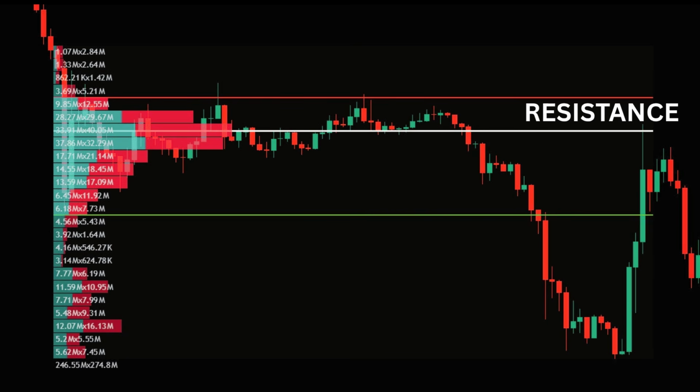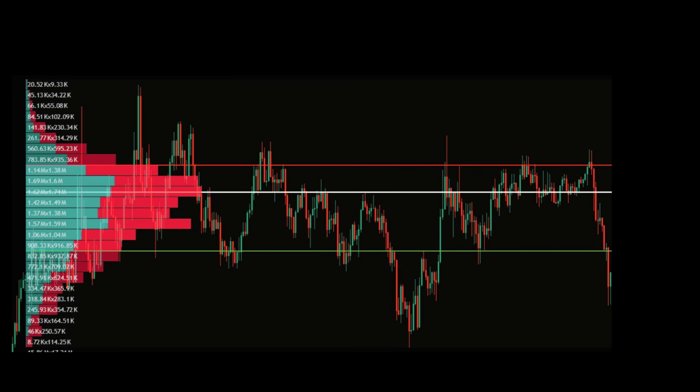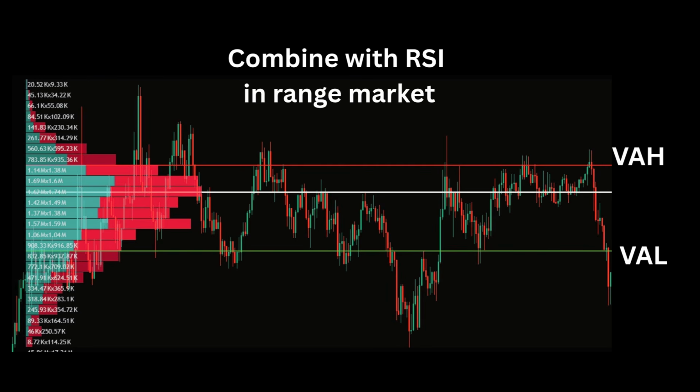When price moves away from the POC, say a decisive move away from the POC, it suggests an imbalance, signaling potential trend initiation. Trading the value area, VA. When the price is within VA, between VAH and VAL, the market is in a state of equilibrium. Traders can look for range-bound strategies, buying near VAL and selling near VAH.